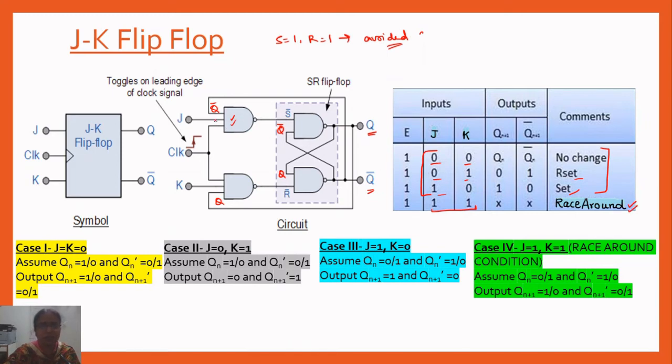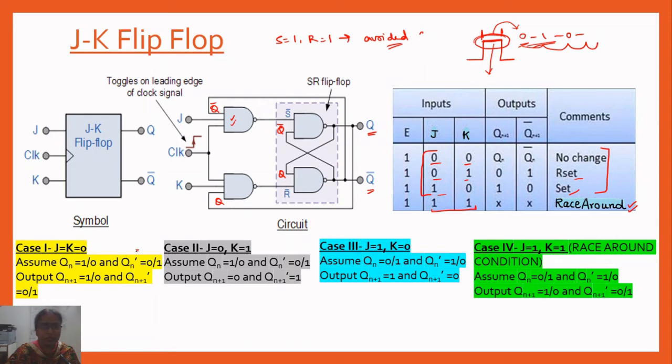Race around condition means that both the outputs go on changing till the clock pulse, that is, for the whole period the flip-flop is enabled, or if it is a level triggered flip-flop. For this whole period the flip-flop output will go on changing from 0 to 1, 1 to 0, like this. So the output is not stable for this clock period, and it is uncertain. This condition is called the race around condition. It keeps racing from 0 to 1, 1 to 0, for this whole enabled period of the flip-flop.